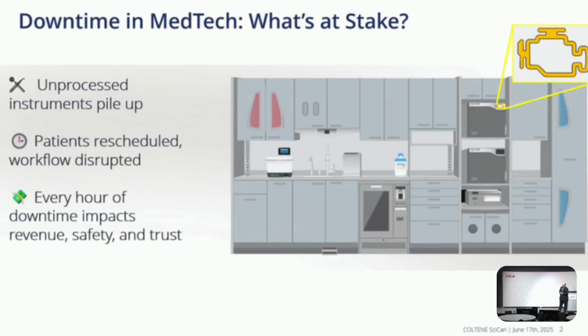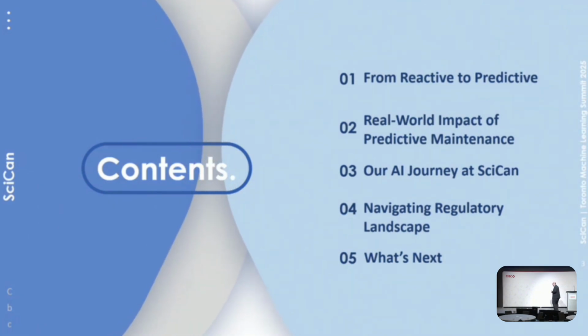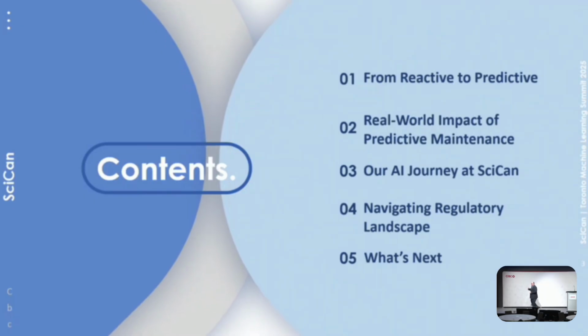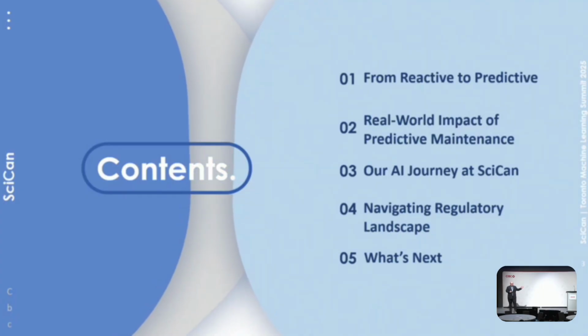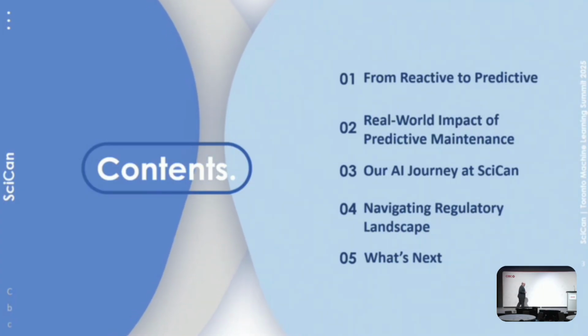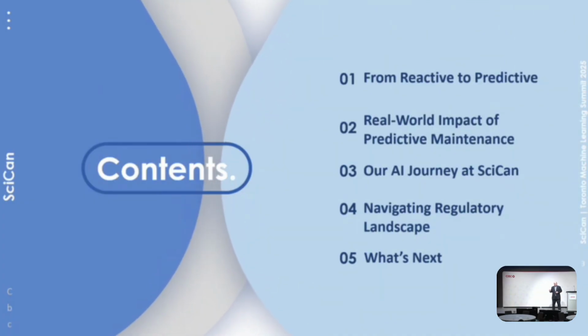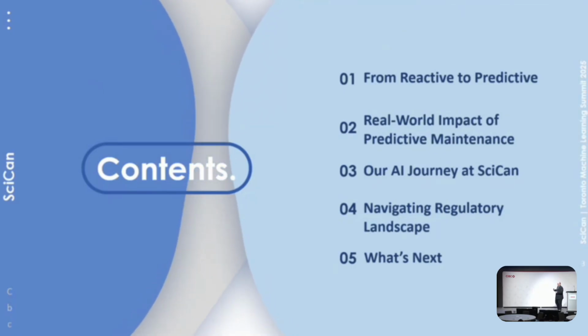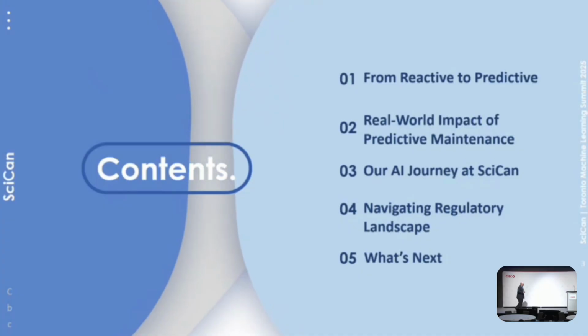Now, with that introduction, what I will talk about today is how we can go from reactive maintenance to a predictive one. What are the success stories in the medical equipment industry in implementation of predictive maintenance? I'm going to tell you what we did in CICAN and what we learned and what we are doing right now. And the most important part, we will talk about regulators, because at the end of the day, it's important to stay compliant with the regulators. And then we'll talk about what's going to come next.